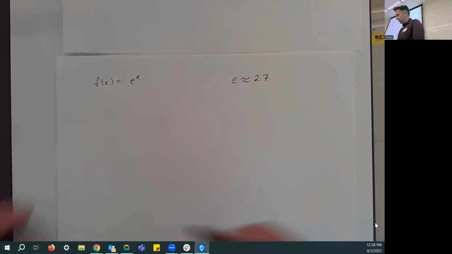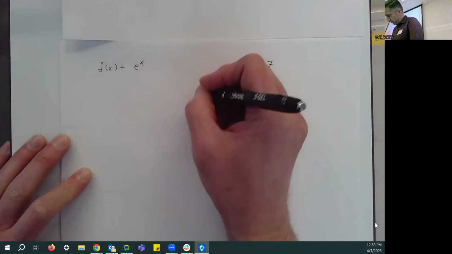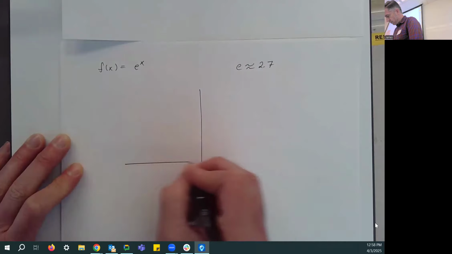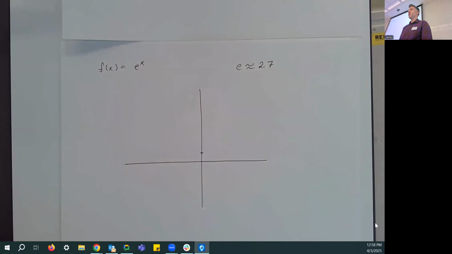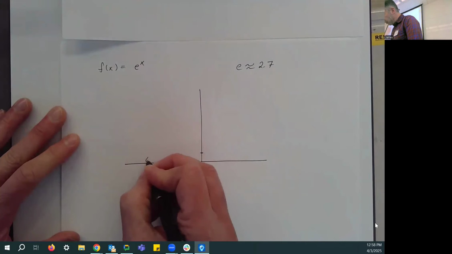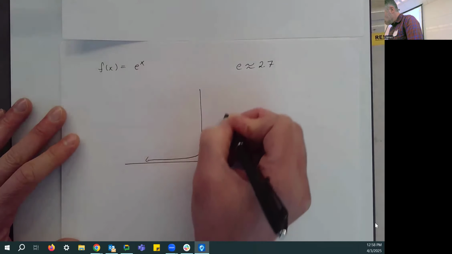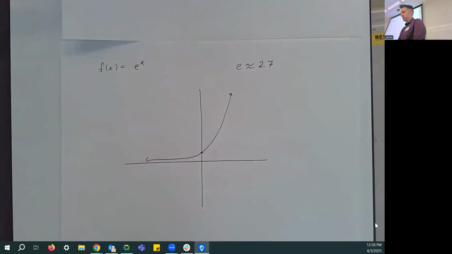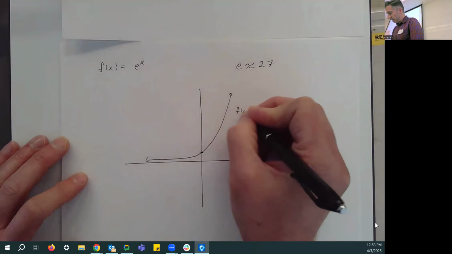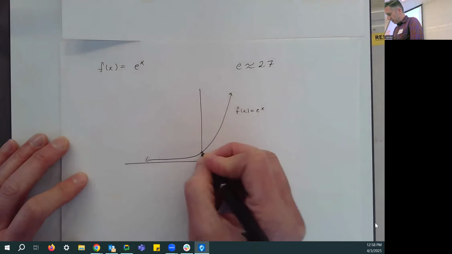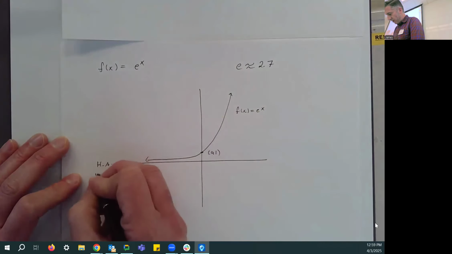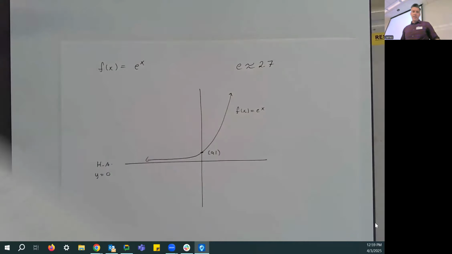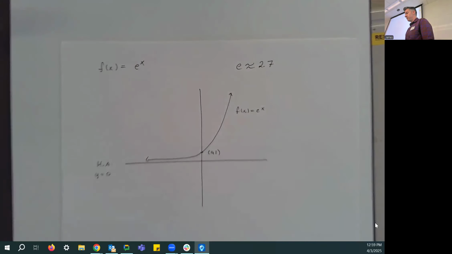So yes, I should graph it. But again, it's going to look like almost every other exponential graph I've already graphed. I'm trying to make it look a little bit nicer. There it is. y equals e to the x, f of x equals e to the x. Still has an intercept of (0, 1). Still has a horizontal asymptote of y equal to 0. Still has the same domain and the same range as every other exponential function we talked about.